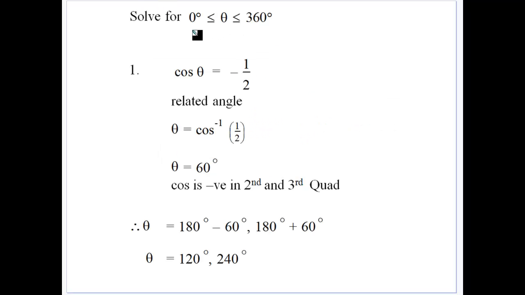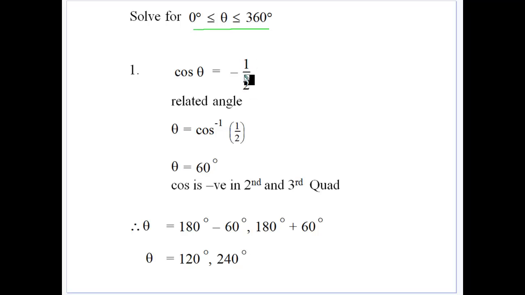Now, in all the questions we're going to do here, notice we're going to restrict our domain. Theta is always going to be between 0 and 360 degrees. That's important, because it tells us that for most situations we're going to have two solutions. One revolution is our restriction here. So what are we looking at?